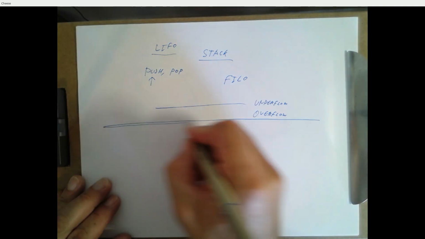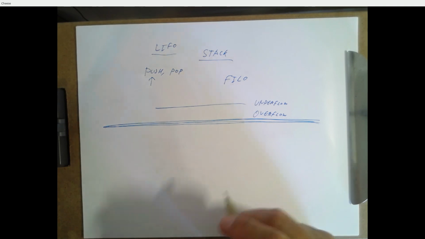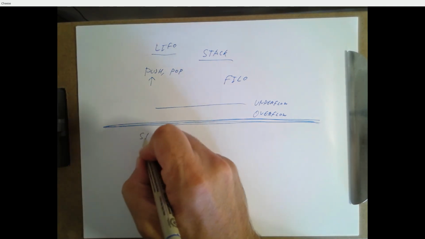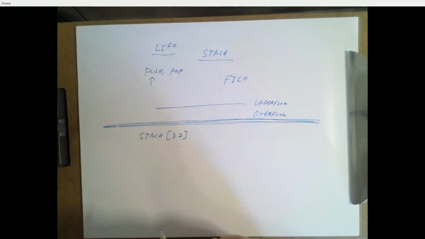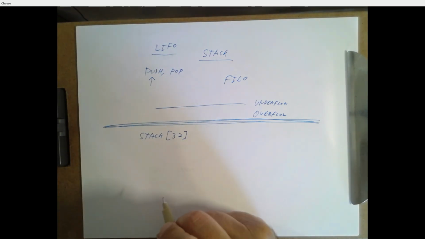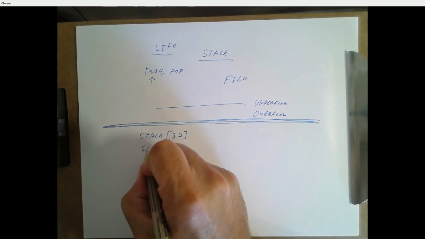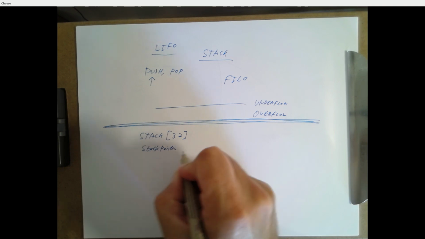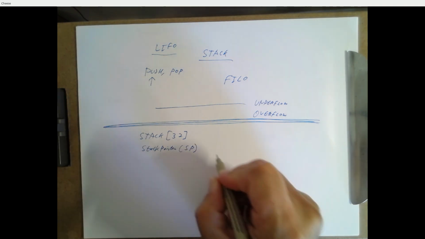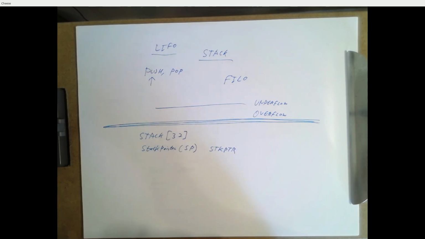How do we implement this? Well, I'm going to go a little CSE 121 on you here. Think of the stack as an array, and think of it as an array that holds 32 things. And we have an index into this array which we call a stack pointer, which is SP, or in the PIC processor it's STKPTR. We'll just call it SP for the most part.